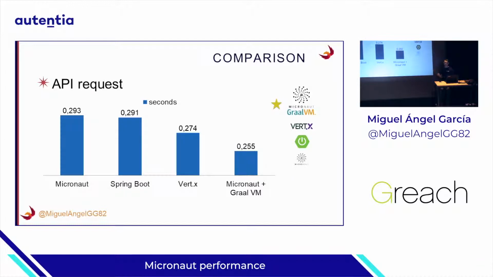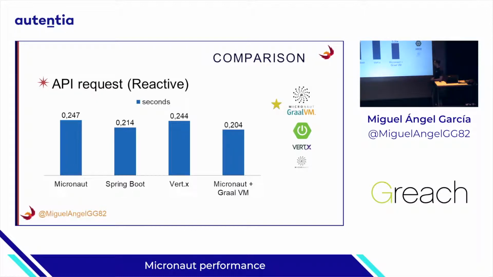But what about an HTTP request? This HTTP request has been made with a client that connects to the API, gets the result, and presents it as if you had done a curl command or something like that. And in this case, Micronaut plus Graal has the best result. It's true that the figures are more or less similar, but Micronaut plus Graal has the best performance.